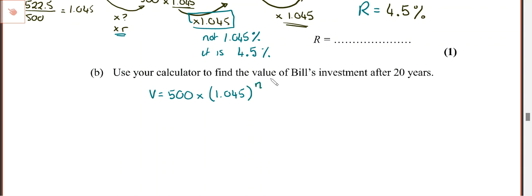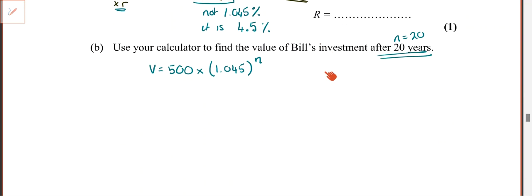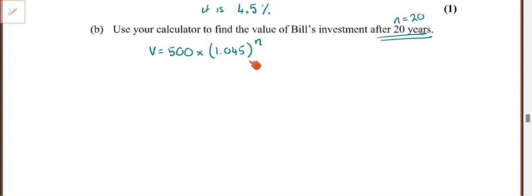That's my formula. And I want to know after 20 years, so n equals 20. So again, we've got a formula. We don't even need to work our own out. We could just apply it. But what we're thinking about is 500 is year 0. Year 1, year 2, year 3, all the way up to year 20.